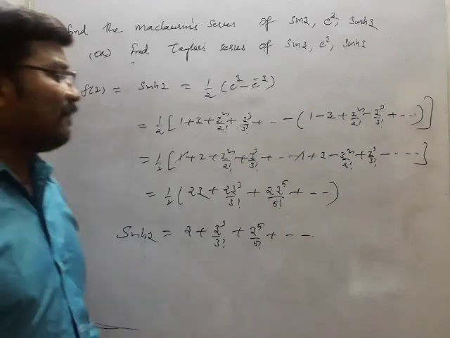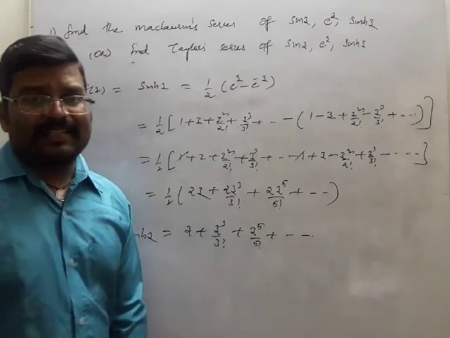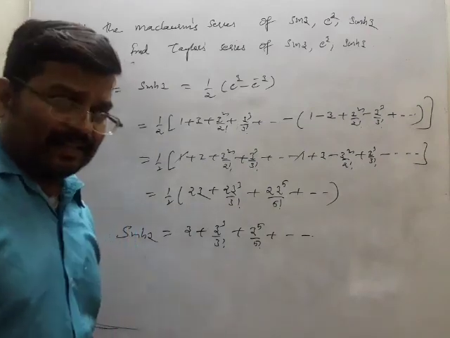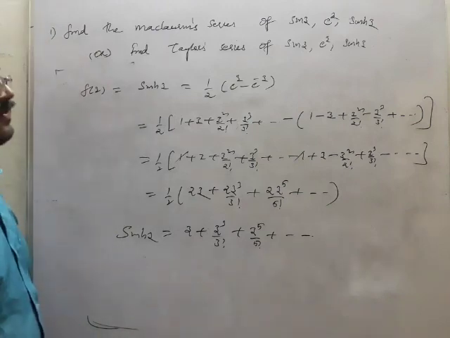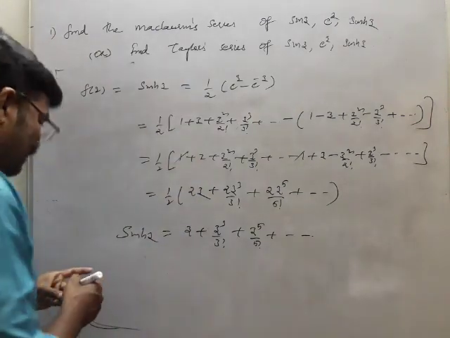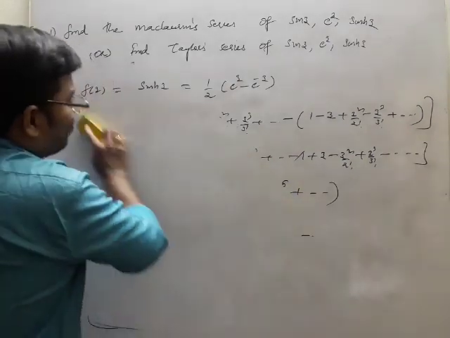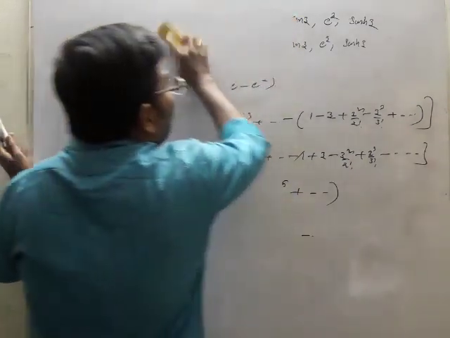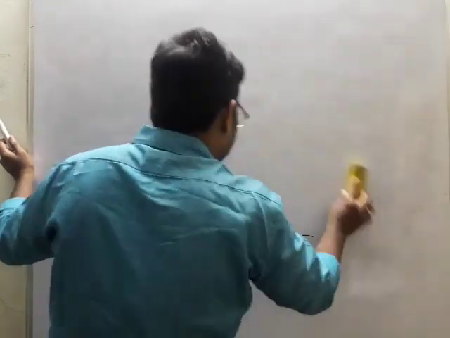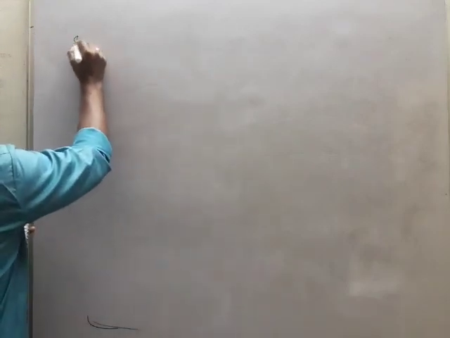In a similar fashion you can find out cosh z, tanh z, and all such values by using this. Now there is one more important problem that we'll see.